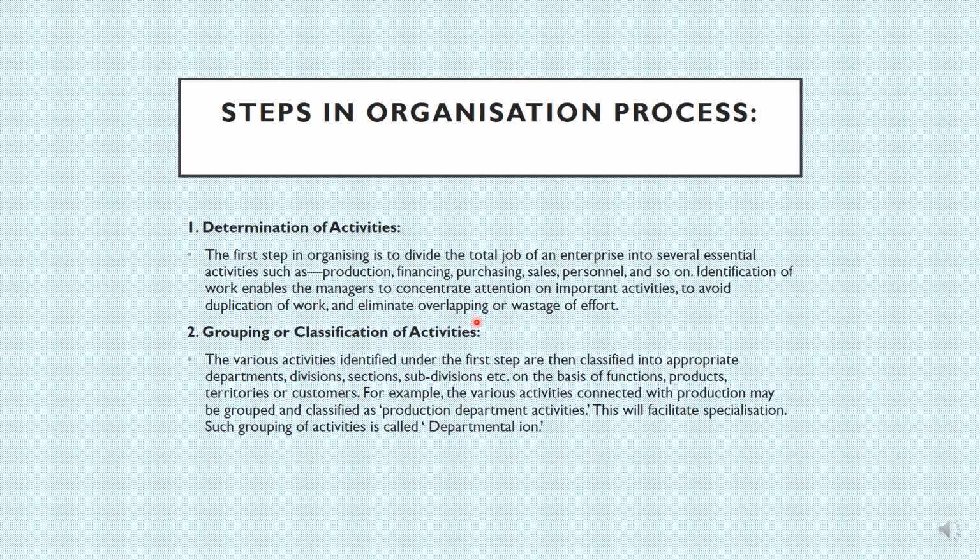Then, once you've bifurcated, you will group the activities. The various activities identified under the first step are then classified into appropriate departments and divisions on the basis of functions, products, territories, or consumers. For example, the various activities connected with production may be grouped and classified as production department activities. This will facilitate specialization, and such grouping of activities is also known as departmentation.